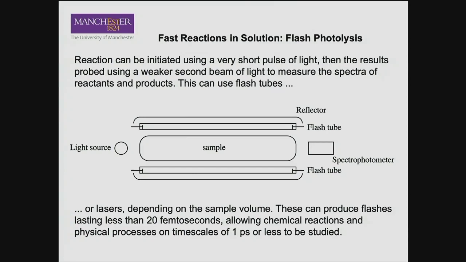Latterly, people tend to do this instead of with flash tubes, you can do it with lasers, because these you can gauge and control massively accurately. And so as it says, you can shine a pulse, a femtosecond pulse, onto your sample. If it breaks the bond, that starts the reaction. Then you can follow processes that are on the order of a picosecond or slower. And I'll show you an example actually tomorrow of this kind of chemistry in action.